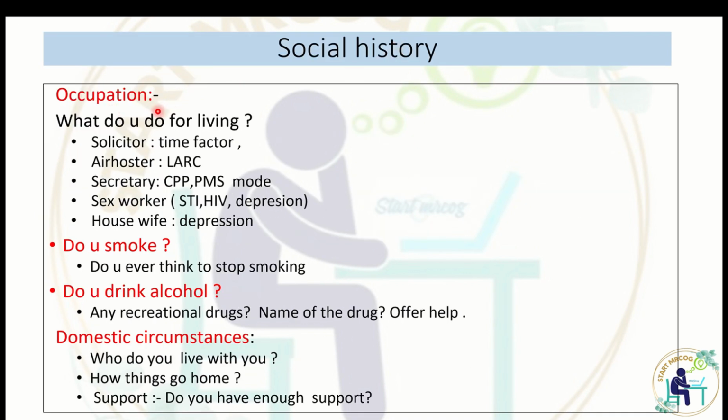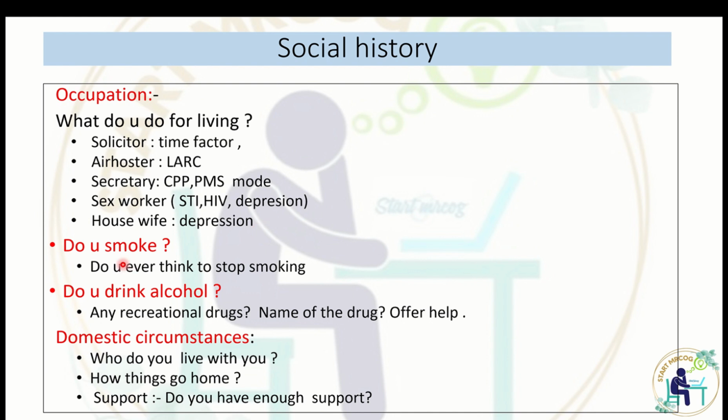Social history will include occupation. Ask, what do you do for a living? Job makes a difference in some stations. Example, solicitors could be related to time factor. Air hostesses usually prefer the dark. Secretary could be relevant to chronic pelvic pain, PMS, because the patient has to deal with customers. Her PMS may affect her communication with her customers. Sex worker could be related to STIs, HIV, and depression, and the housewife could be related to depression.